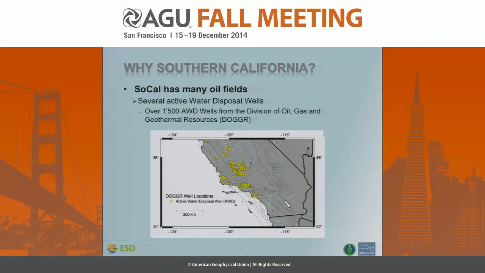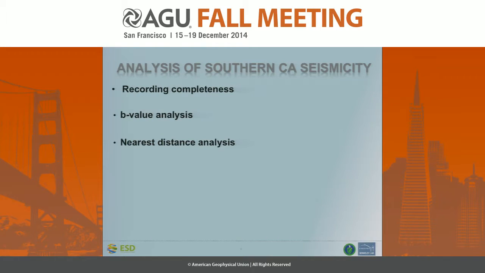On this plot alone, there are 1,500 active water disposal wells from the Division of Oil, Gas and Geothermal Resources, DOGGR, which you might have heard of before. And for all of those, there's data dating back to 1977. Not saying that there hasn't been any disposal before that, but there's data since then. And all of them can potentially be related to any injection.